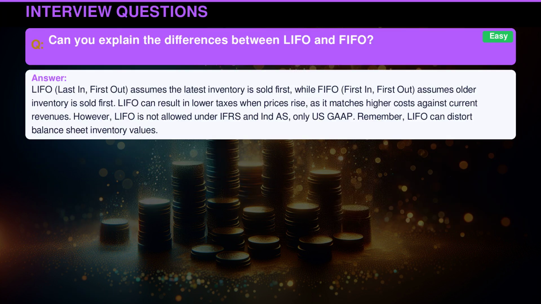LIFO, last in, first out, assumes the latest inventory is sold first, while FIFO, first in, first out, assumes older inventory is sold first. LIFO can result in lower taxes when prices rise, as it matches higher costs against current revenues. However, LIFO is not allowed under International Financial Reporting Standards and Indian Accounting Standard, only U.S. Generally Accepted Accounting Principles. Remember, LIFO can distort balance sheet inventory values.